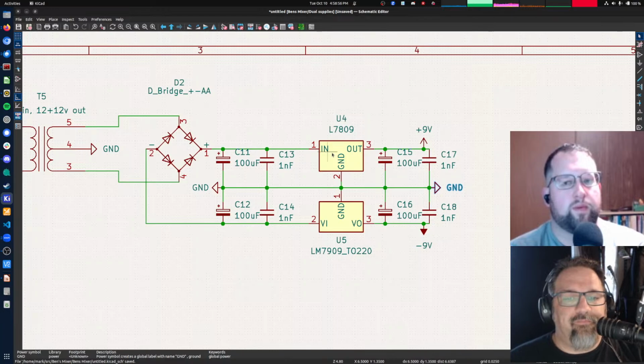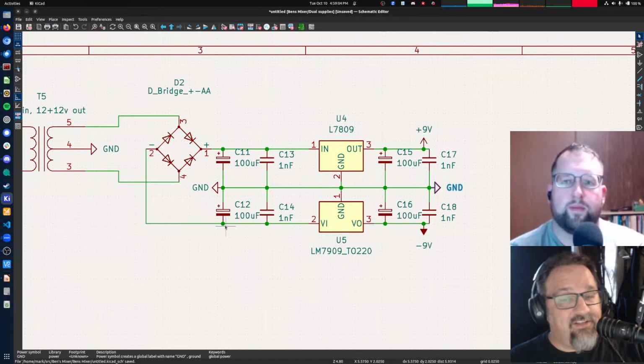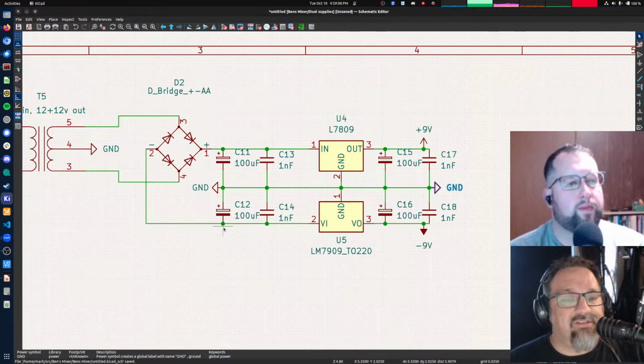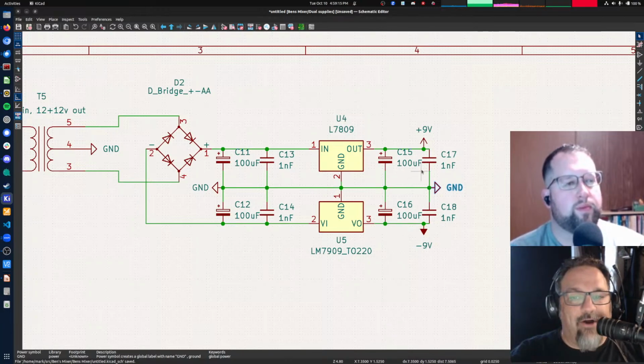That comes in, and you regulate that, and you get a nice clean solid 9 volts out here, and then more filtering there. Same thing down here. You've got a negative 17 volts plus or minus a bit. Regulate that down to negative 9 volts, and you have your 9 volt supply here. So now I've got positive 9, negative 9, and ground.